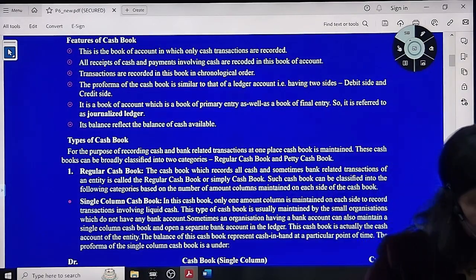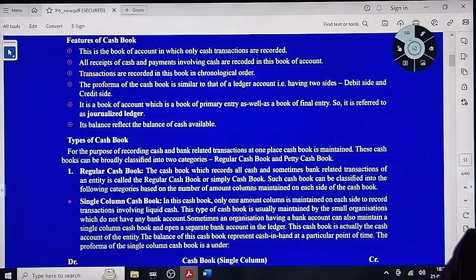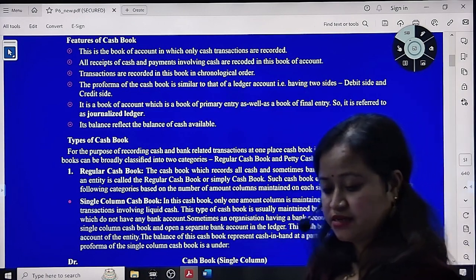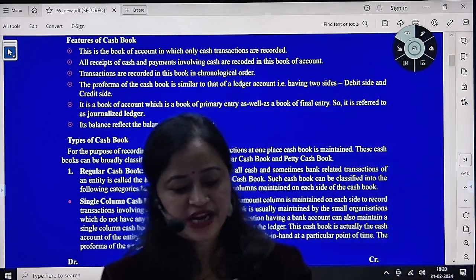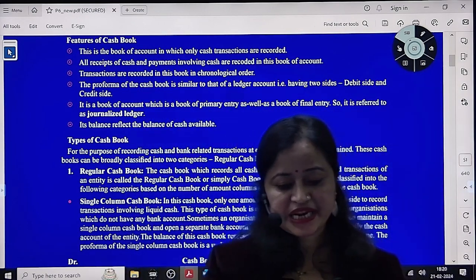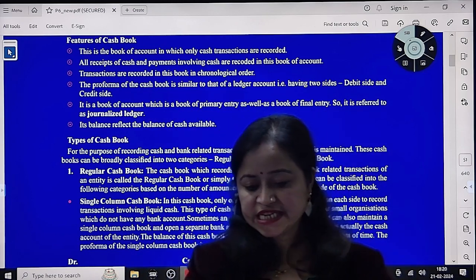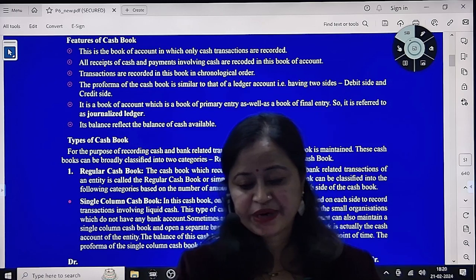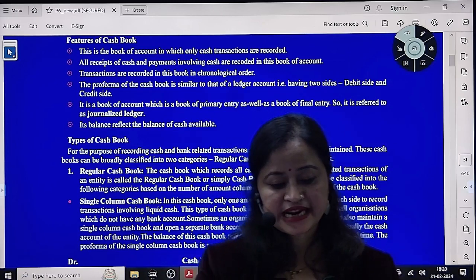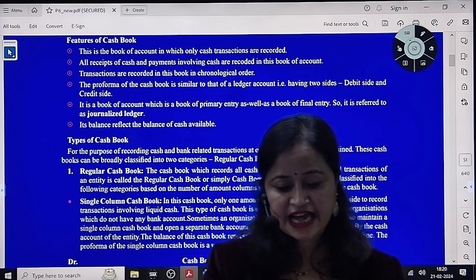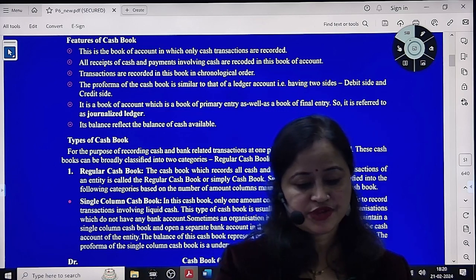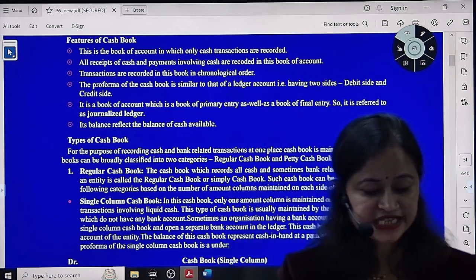So here we can see illustration 1. The year is 2012, April 1. Mr. Vikas and Mrs. Vaibhavi, who are husband and wife, start consulting business by bringing in their personal cash of rupees 5 lakh and 2,50,000 respectively. Okay, so this is April 1.